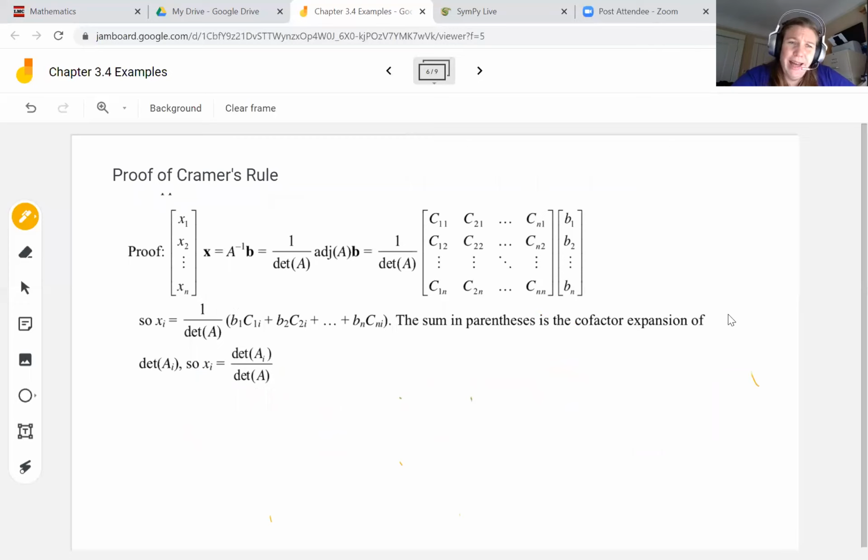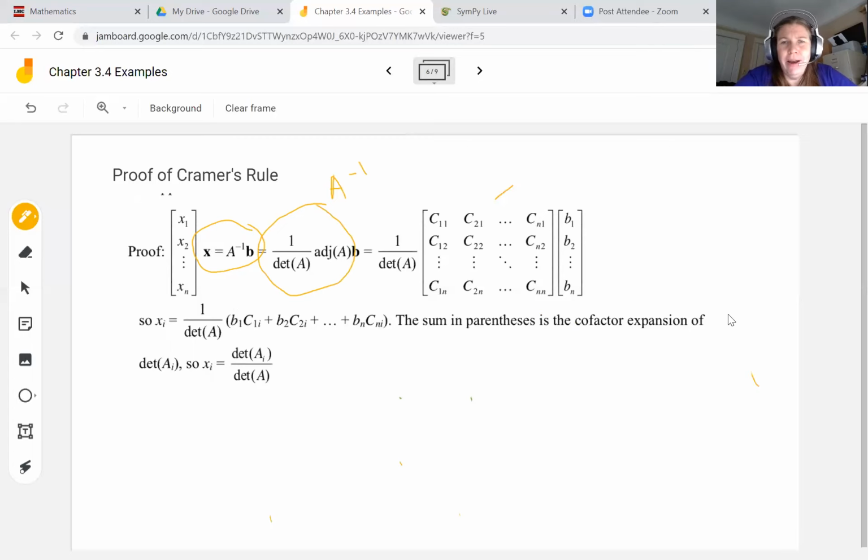So we're going to say x1 through xn are solutions. Then x equals A inverse times B. We know that from chapter 2. That's how we can solve for our equation of x's. So A inverse is just 1 over determinant of A times the adjoint of A, multiplied by B.